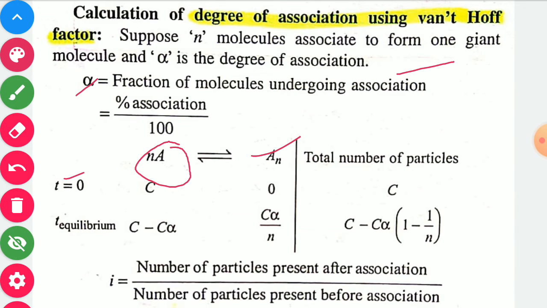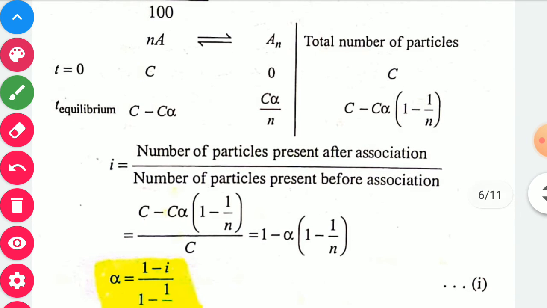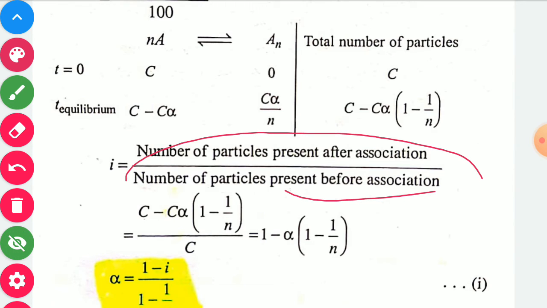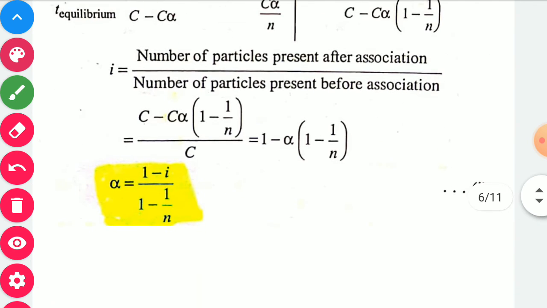So total number of particles is C minus C alpha into (1 minus 1 upon n). Therefore i, that is the van't Hoff factor, is equal to number of particles present after association upon number of particles present before association, which is equal to C minus C alpha (1 minus 1 upon n) upon C, which is equal to 1 minus alpha in bracket (1 minus 1 upon n). So finally degree of association alpha is equal to 1 minus i upon 1 minus 1 upon n.